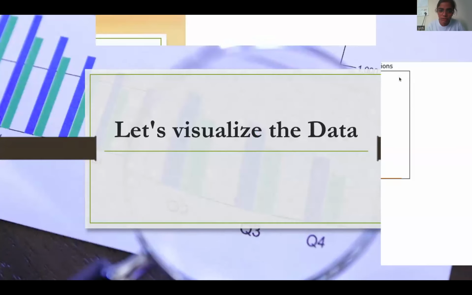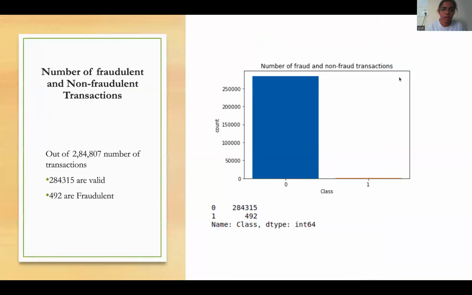Let's visualize our data. First I will visualize it using a bar graph, and this bar graph shows the fraud and non-fraud transactions. There are a total of 284,807 transactions. Out of these transactions, the graph shows 284,315 are non-fraud transactions, and 492 are fraud transactions. So it is an unbalanced data set, meaning there is a very big difference in the number of fraud and non-fraud transactions.